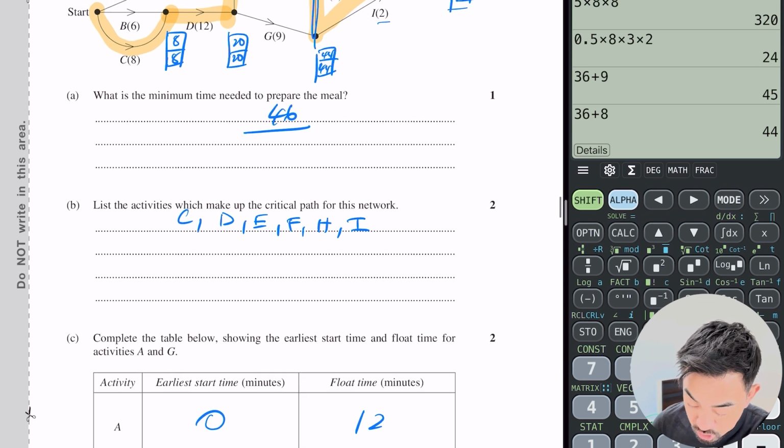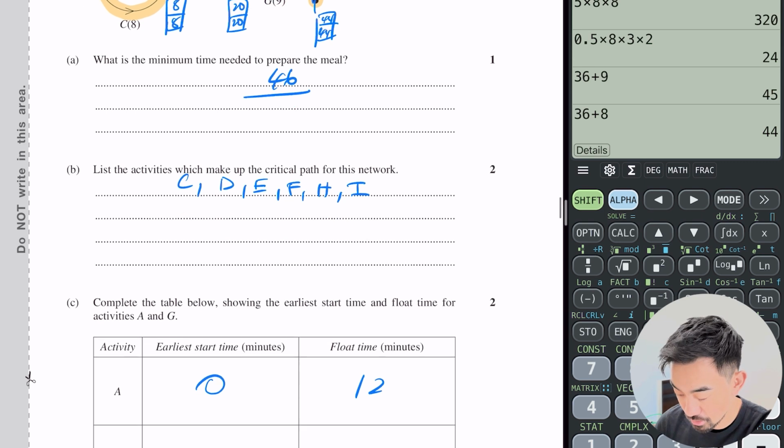What's the early start time for G? So early start time for G is 20. What's the flow time? So it's 44 minus 20 minus 9. So that's 24 minus 9. That is 15.